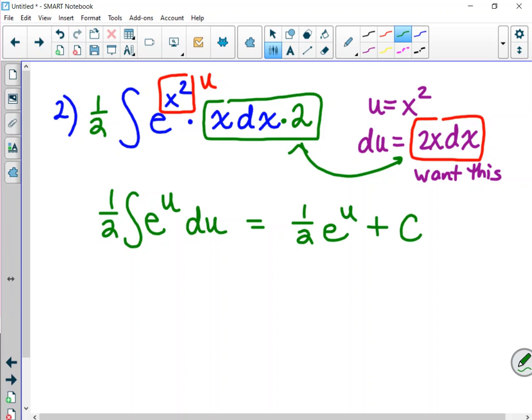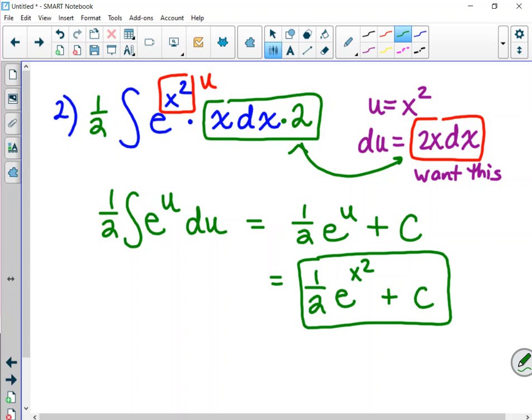It's like 5 times 1 is 5. It doesn't feel like you did anything. Well, I did. I multiplied by 1. It just didn't change it. The antiderivative of e to the u is e to the u. And so this is 1/2 e to the x squared plus c. We switch back out of u into terms of x.